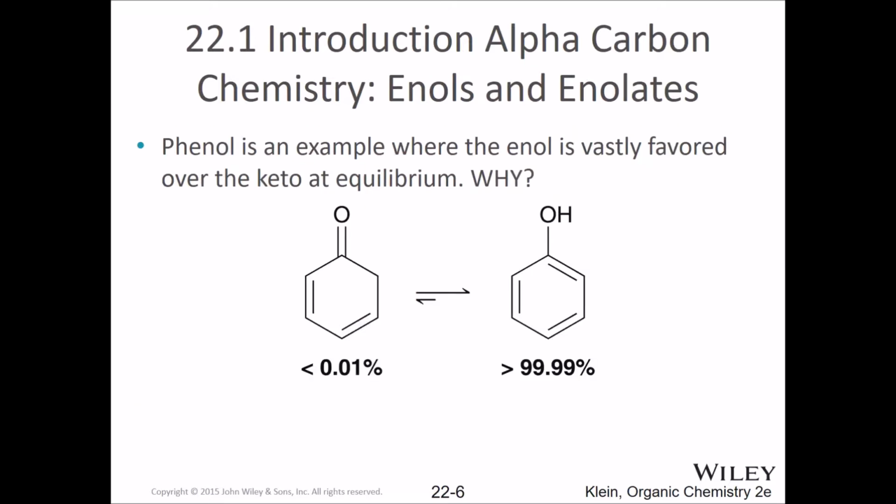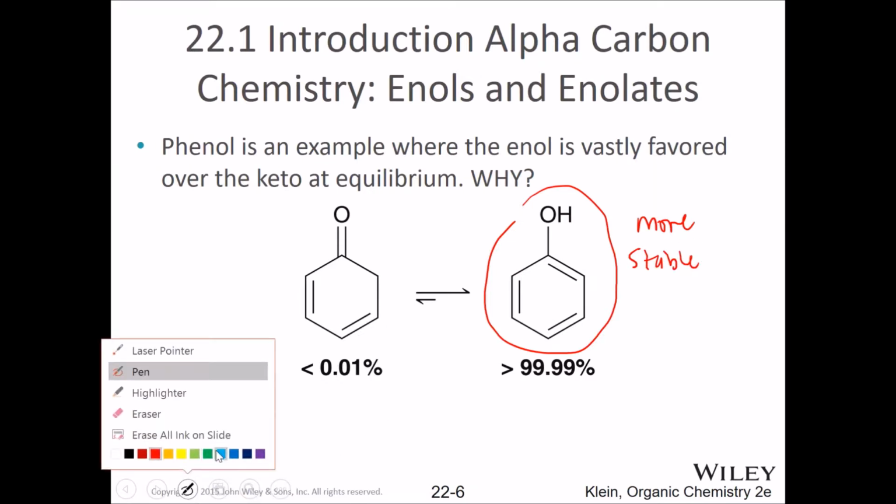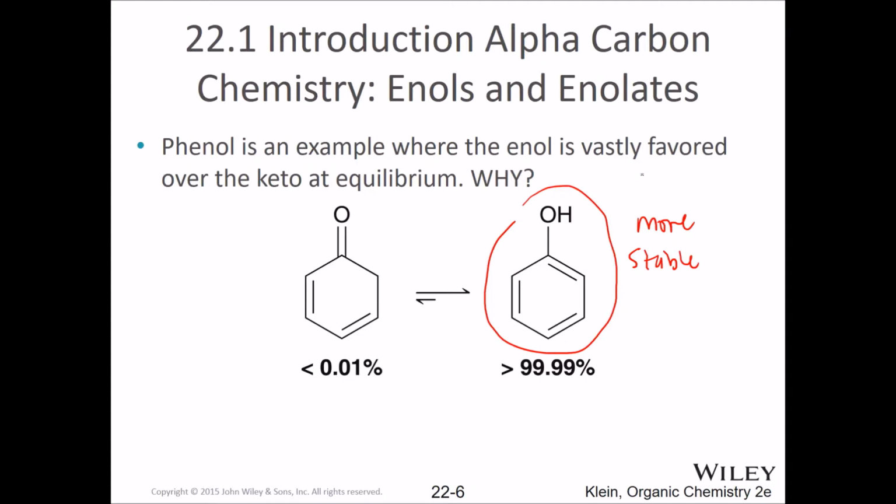Okay, now phenol is an example where the enol is vastly favored over the keto at equilibrium. Why is that? What do you see about this structure that tells you it's going to be more stable? I'm going to get a different color pen here in case you're tempted to go to sleep right now. Much more stable. Why? Two reasons. The same two reasons as the previous slide, I think.